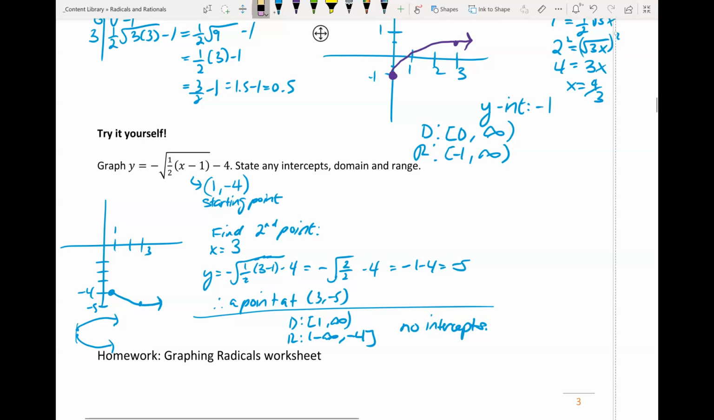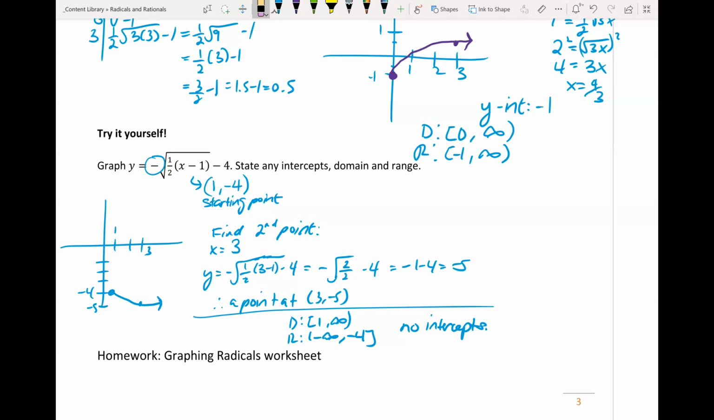The reason being is because we have the negative in front of the root sign, and this is a reflection down. Kind of again like your quadratics, if you had a positive in front of your x squared, it's going to look like it's smiling, versus if you had a negative in front of the x squared, your graph looks like it's upside down. Similar concept for your radical.